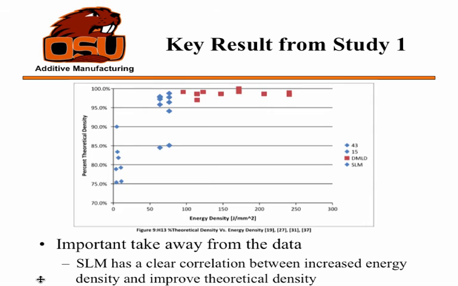theoretical density. So the blue data points are SLM, and then the red ones are DMLD, and I don't know what the 43 and the 15 are. Basically, SLM has a pretty large spread, and so that's why it correlates with the increased energy density. And also with SLM, you can get a theoretical density of about 98%. And then with DMLD, you can get really close to 100.